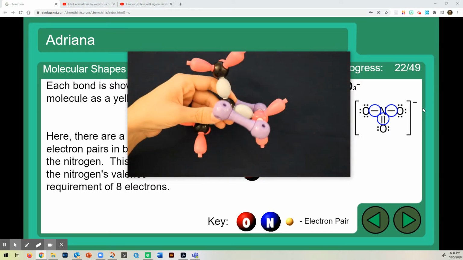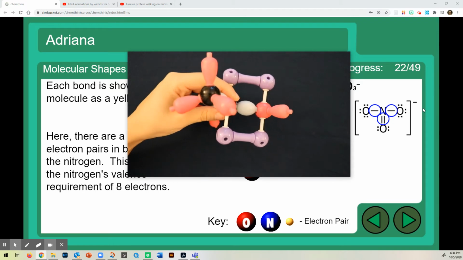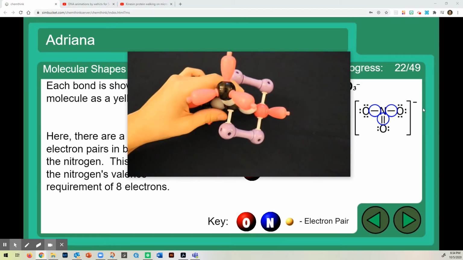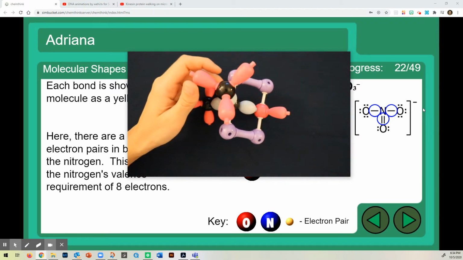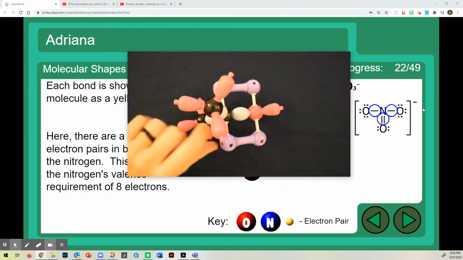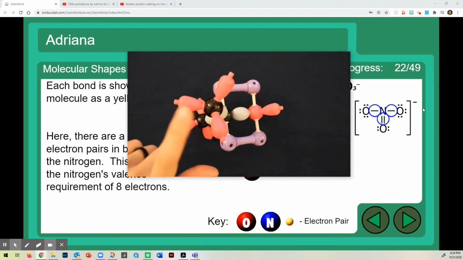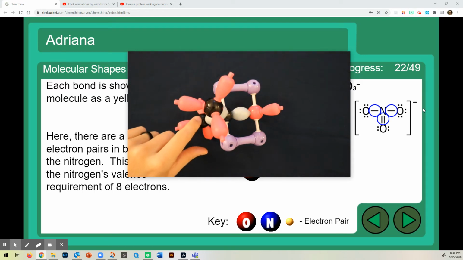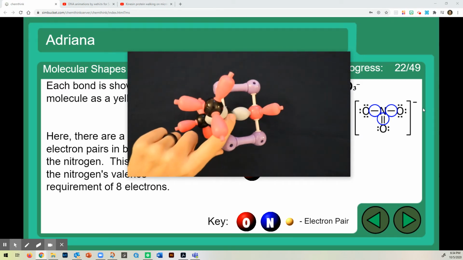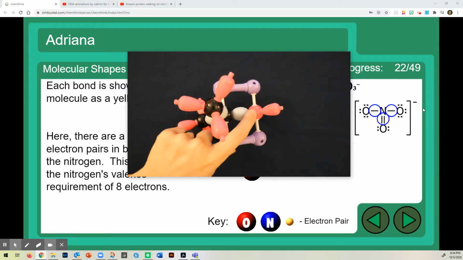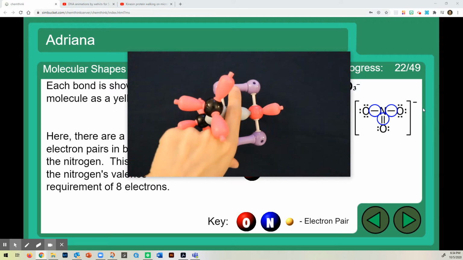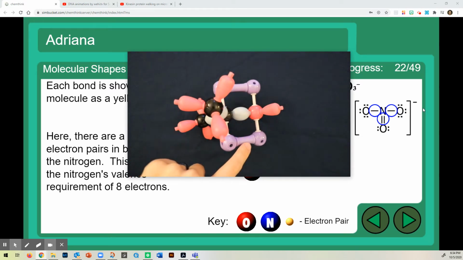So this is kind of our model here, right? We see that it's got a double bond. Let me see if I can move this out of the way. We see we've got the bond between the nitrogen and oxygen here. Actually, all of these outside ones are oxygen. I just ran out of pink atoms. So we've got a bond between the nitrogen in the center and the oxygen. That's a double bond represented by one bond in between the atoms and one bond on top and bottom.